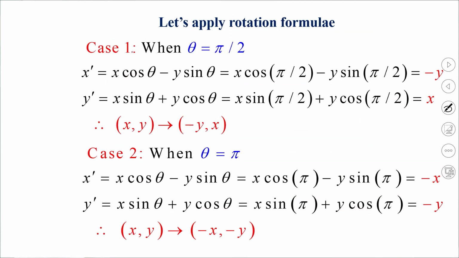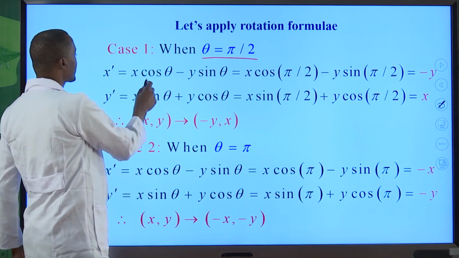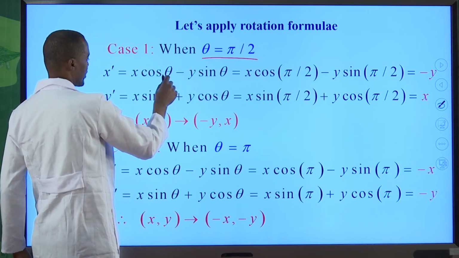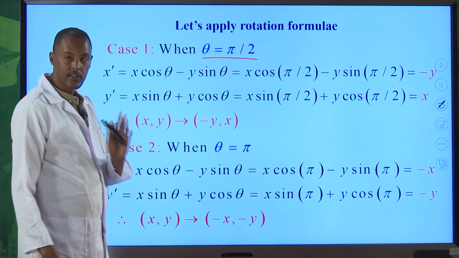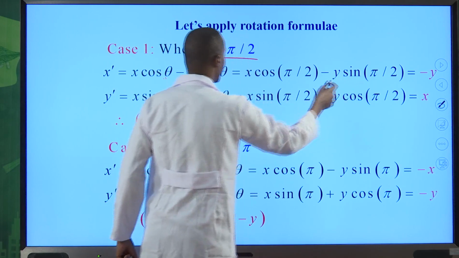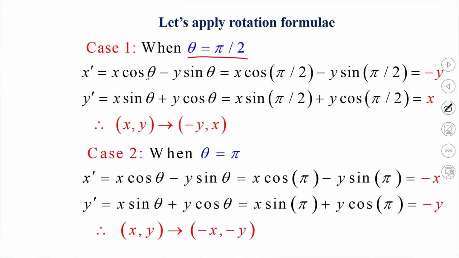Let us apply this into different cases. The first case being whenever the angle of rotation is theta equal to pi over 2, and that is about 90 degrees, and x prime is equal to x cos theta minus y sine theta. You directly substitute pi over 2 into the values for cosine and sine, and it turns out that because cosine of 90 degrees is 0 and the sine of 90 degrees is 1, x prime will be equal to simply minus y, because the sine of pi over 2 is 1 and the cosine of pi over 2 is 0. This term will be 0. This is y times 1, which is minus y.